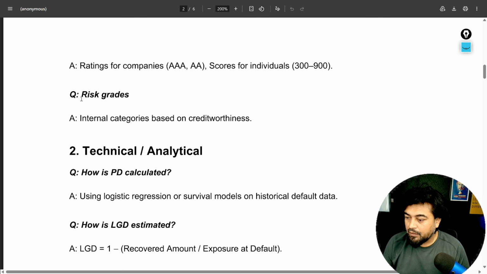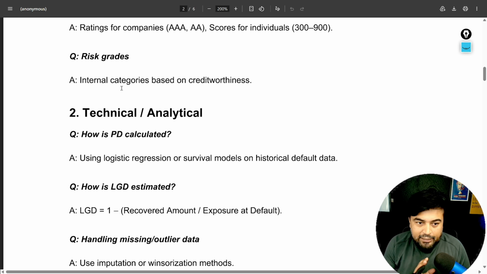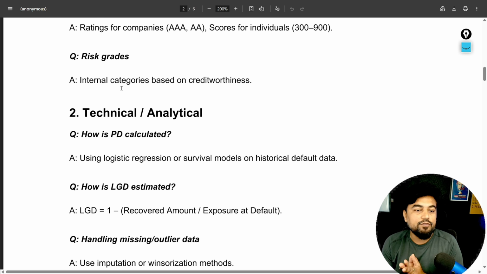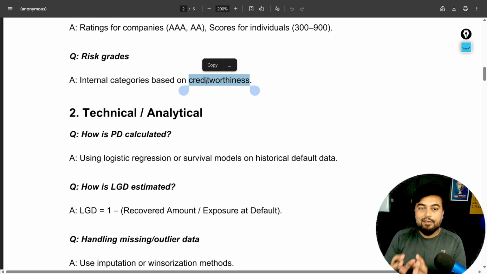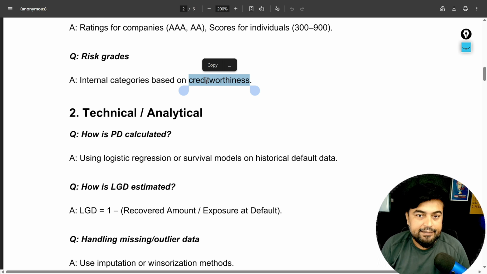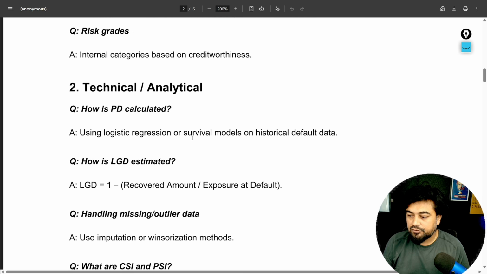Then what are risk grades? There are so many internal categories of risk grade depending on creditworthiness. Creditworthiness means what is the total credit we can give this particular customer? That depends on so many factors, like how much salary you have, how long you have been working in the sector. All those show your dependency, your stability. According to that, the bank decides this. Okay, now let's move on to the next one.